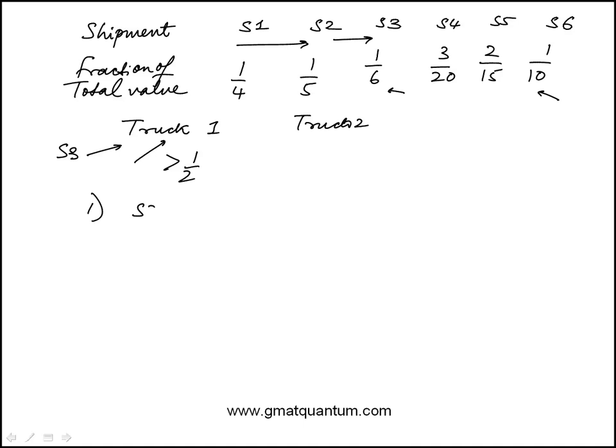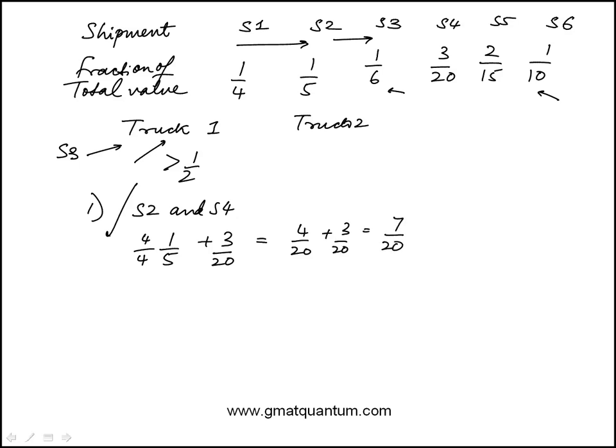So statement 1 says S2 and S4 were shipped on the first truck. So the first truck we have S2, which is 1/4, 3/20. I'm going to add those two, multiply this by 4. This is 4/20th plus 3/20th, which means 7/20th. And we're told that it's greater than half. S2 and S4, so we're taking those out.